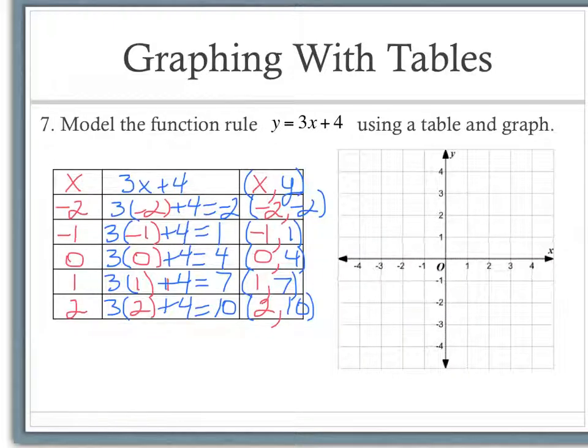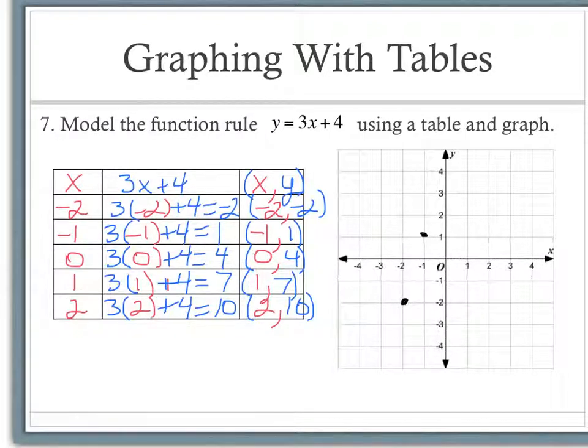Okay, now just like the last example, we're going to plot these ordered pairs on our graph to make our line. So starting at the origin, first point negative 2, negative 2. So go left 2, down 2, put a point. Next ordered pair, negative 1, 1. So back at the origin, left 1, up 1, put a point.